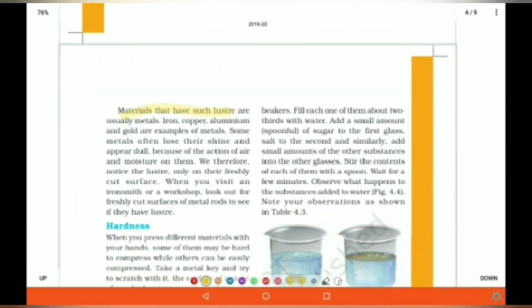Materials that have luster are usually metals. Examples are iron, copper, aluminium, and gold. Some metals often lose their shine and appear dull because of the action of air and moisture on them. Moisture here means atmospheric moisture and water.